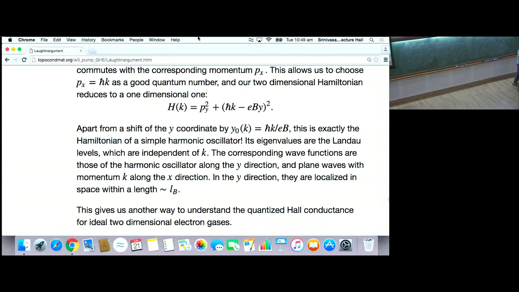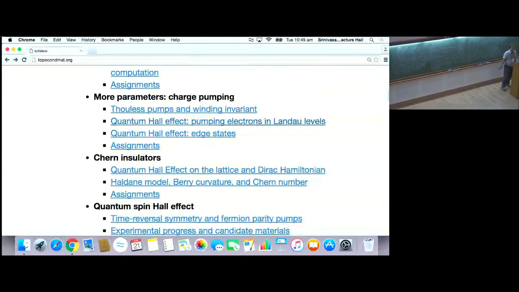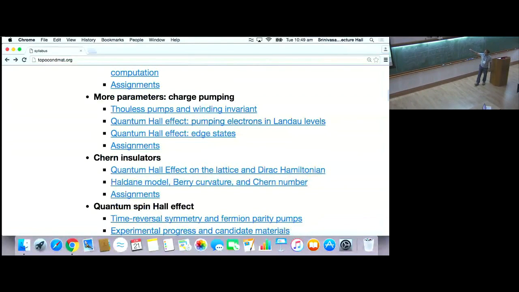So the next thing that I'll talk about, just to give you a quick sense, is how this quantized Hall conductance must also imply the existence of edge states, just from this story. All right, thanks.